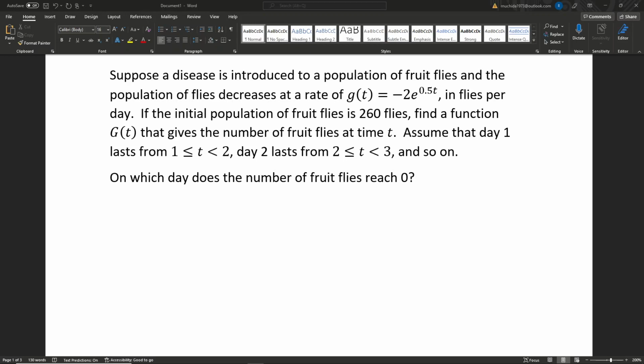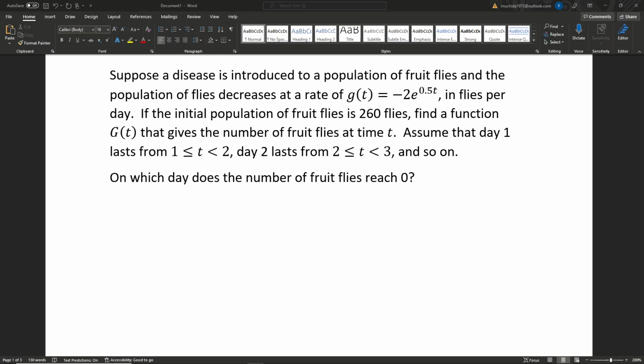Assume that day 1 lasts from t being between 1 to 2 but not including 2. Day 2 lasts from 2 to 3 but again not including 3, and so on. On which day does the number of fruit flies reach 0?